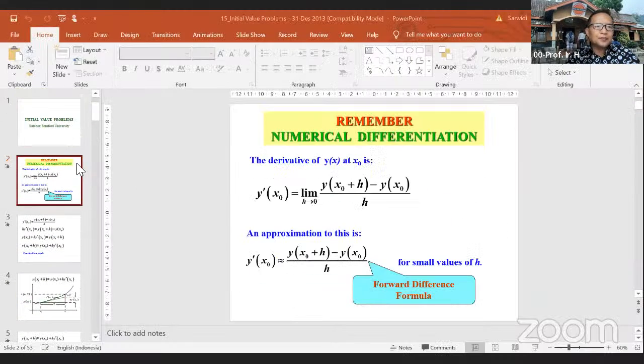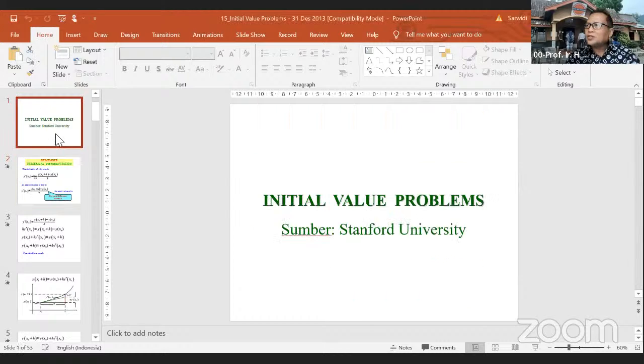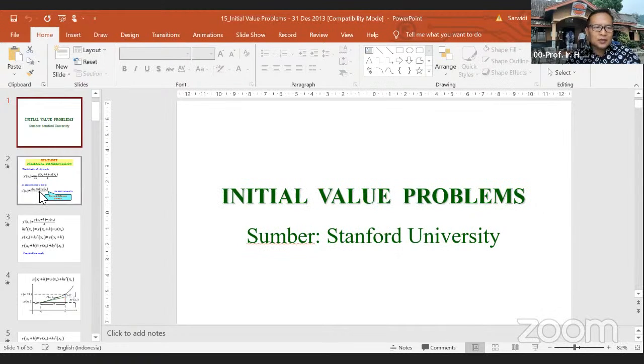But how about in the non-exact procedure? Okay, there is also an explanation here, from Stanford University. We try to have these sources from Stanford University, and they are very useful.